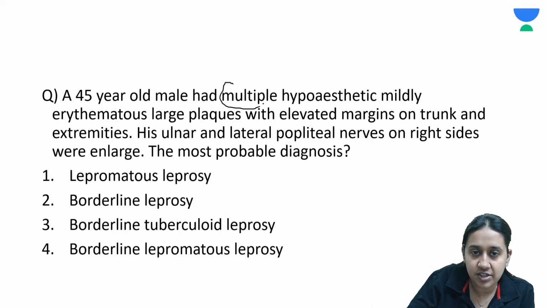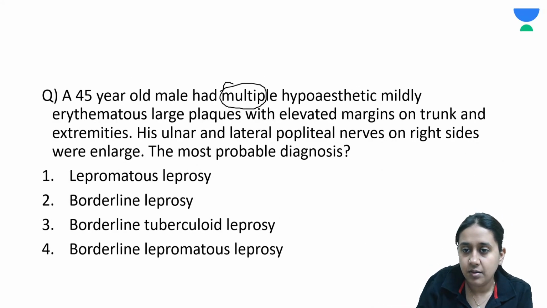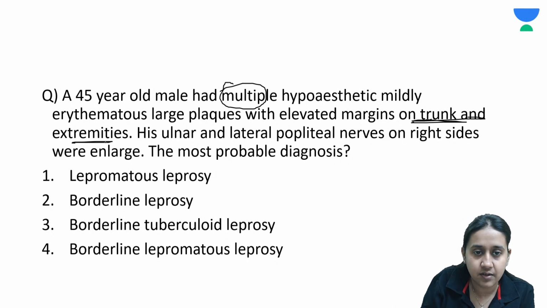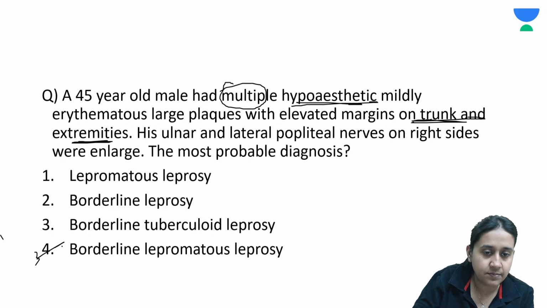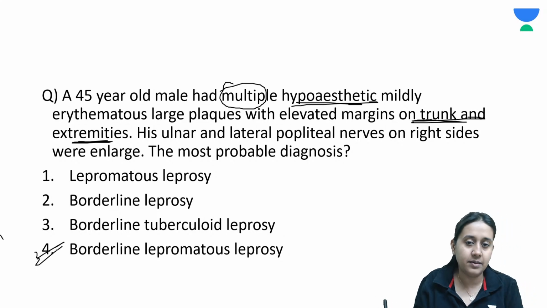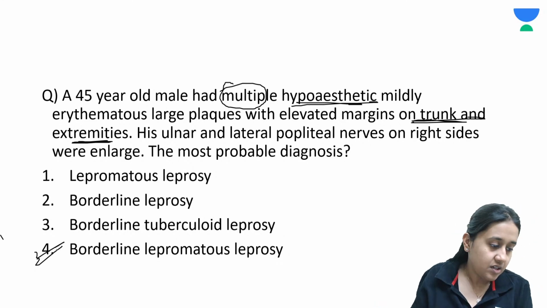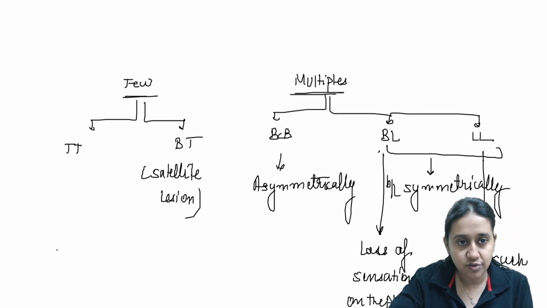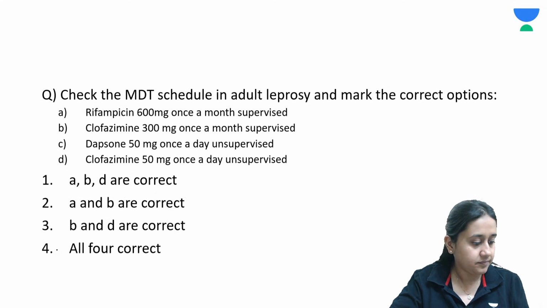The question clearly mentions that the lesions are multiple and bilaterally symmetrical, but you see hypoesthesia over the patch. So this becomes borderline lepromatous leprosy. I hope everybody has understood. Next question.